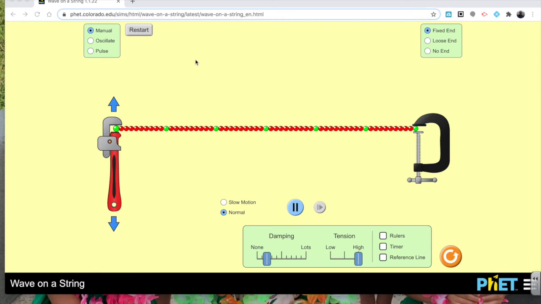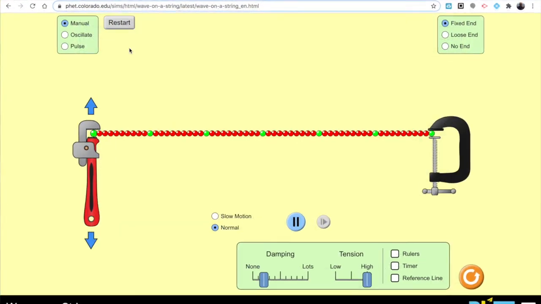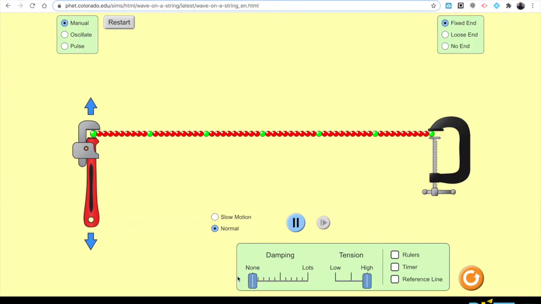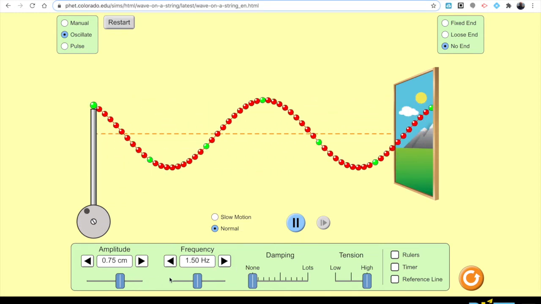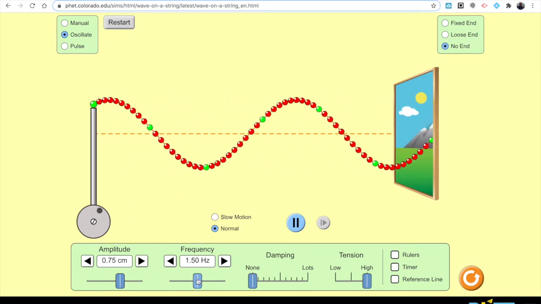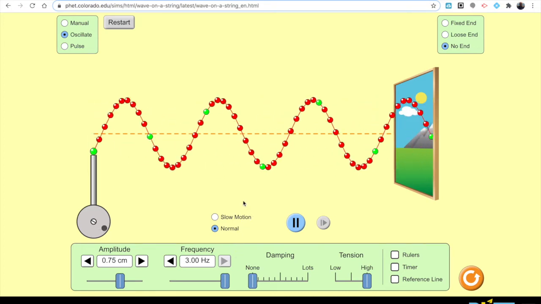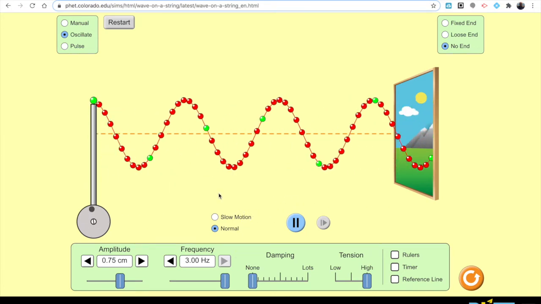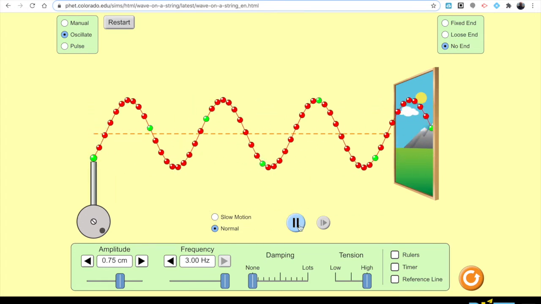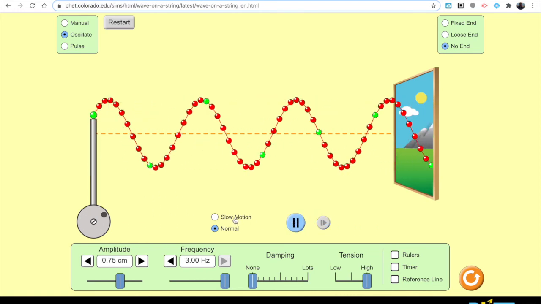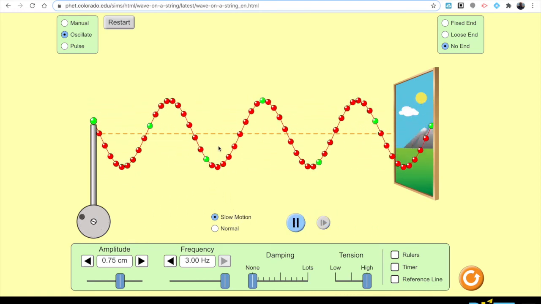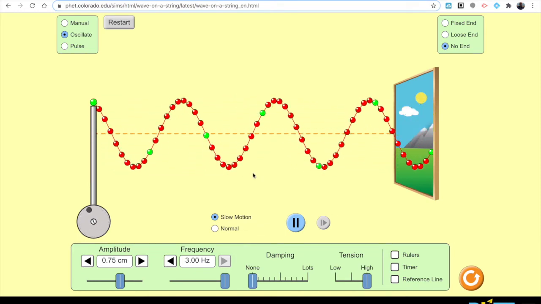So let's take a look at it. If we're seeing this, we're going to change the dampening down to 0, and then we're going to have no end. And so now we'll oscillate this. So check it out. We're not going to mess with the amplitude, but if we increase the frequency, it's going crazy right there, your eyes start to play tricks on you, and you will see that these little green parts look like they're moving down the wave. But if you slow it down, you see that the green parts aren't moving at all. You're just moving them up and down.